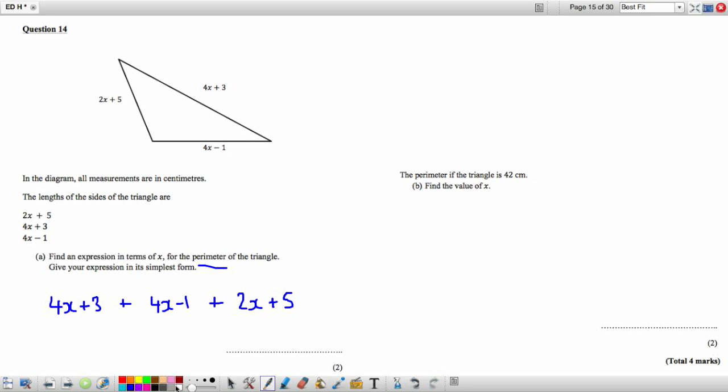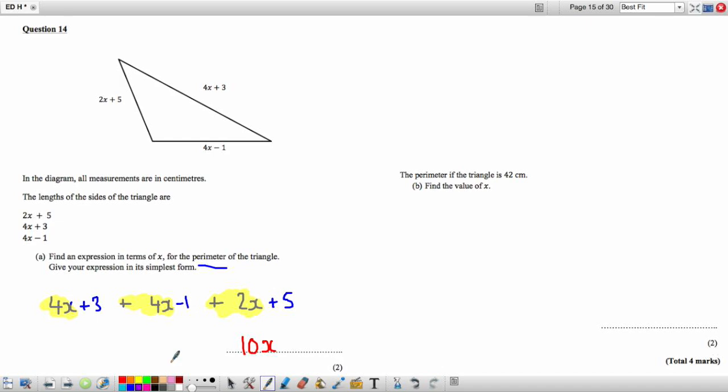We're then asked to give this in its simplest form. So first off, let's take a look at all of the x's. So here we have 4x, and then we have another 4x, and then we have 2x, all positive. 4 plus 4 is 8, plus 2 is 10x.